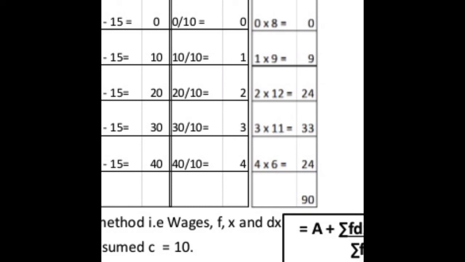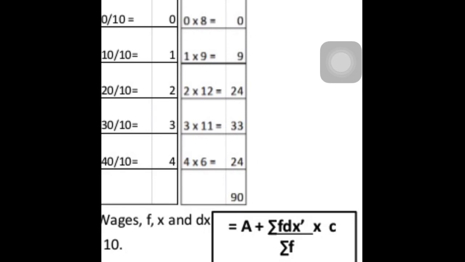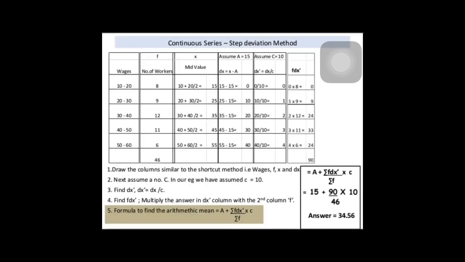The total of this column is sigma f dx dash, a plus sigma f dx dash divided by sigma f into c. So a is 15, sigma f dx dash is 90, sigma f is 46, and common factor or c or constant is 10. The answer is 34.56. Even though we have used 3 different methods for calculating mean in case of continuous series, we can see that the answer is the same.